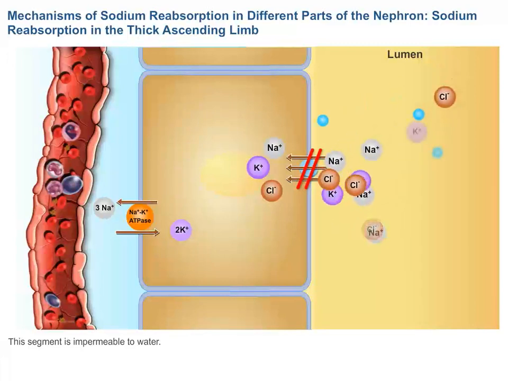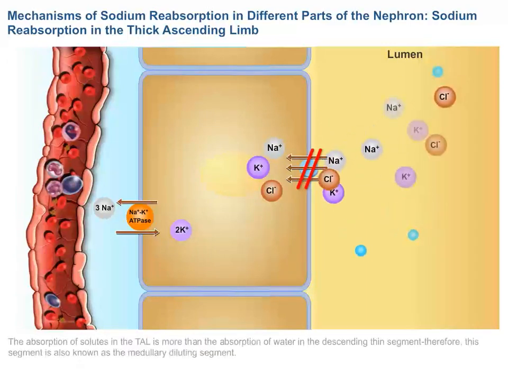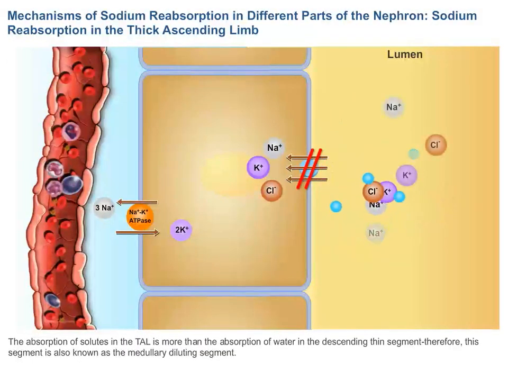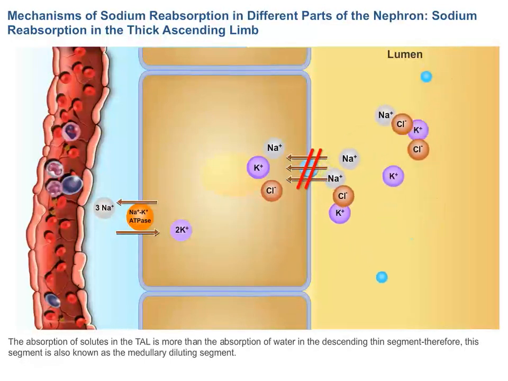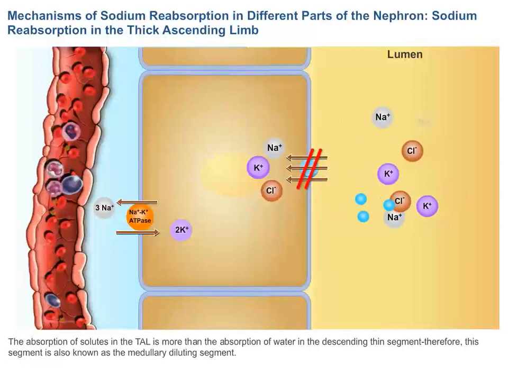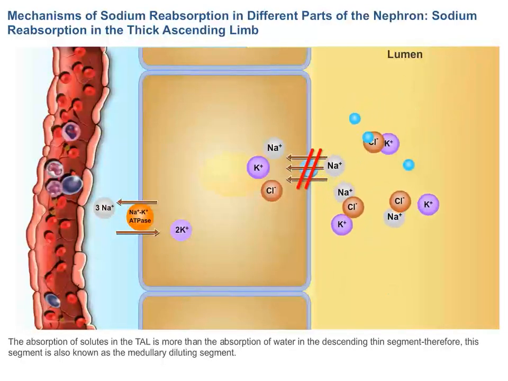This segment is impermeable to water. The absorption of solutes in the thick ascending limb is more than the absorption of water in the descending thin segment. Therefore, this segment is also known as the medullary diluting segment.